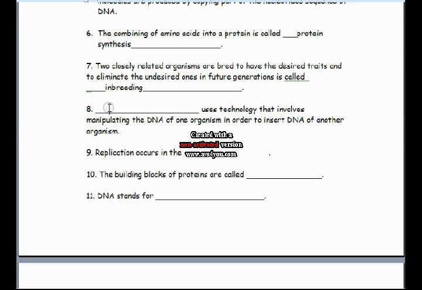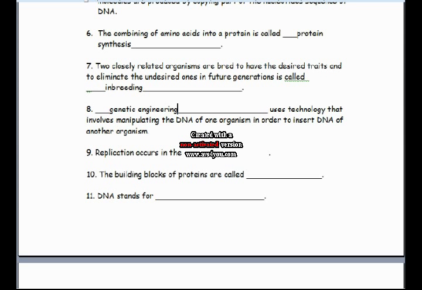Blank uses technology that involves manipulating the DNA of one organism in order to insert DNA of another organism. That's genetic engineering. Replication occurs in the blank. Remember, replication is when you make a copy of DNA. So where's DNA located? In the nucleus.